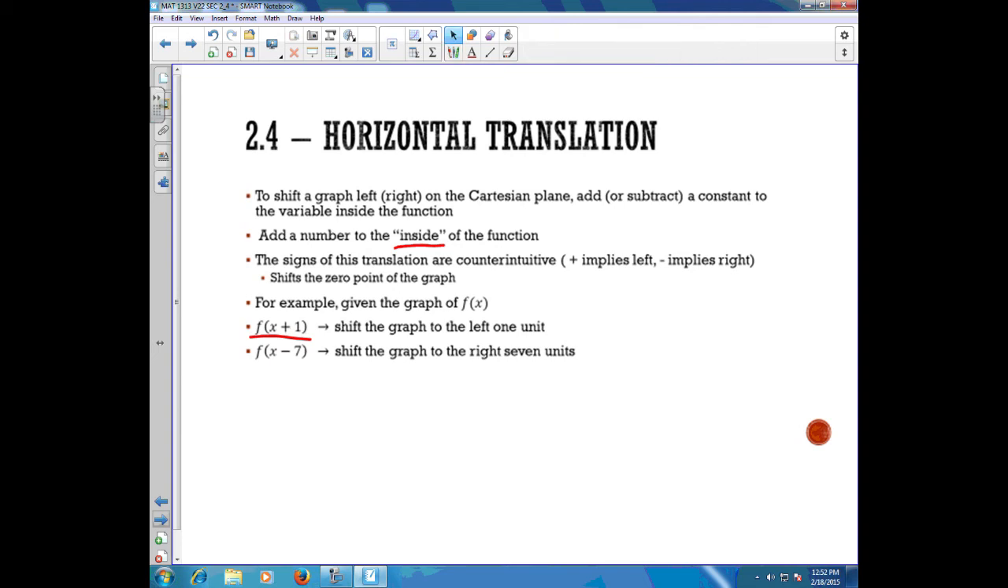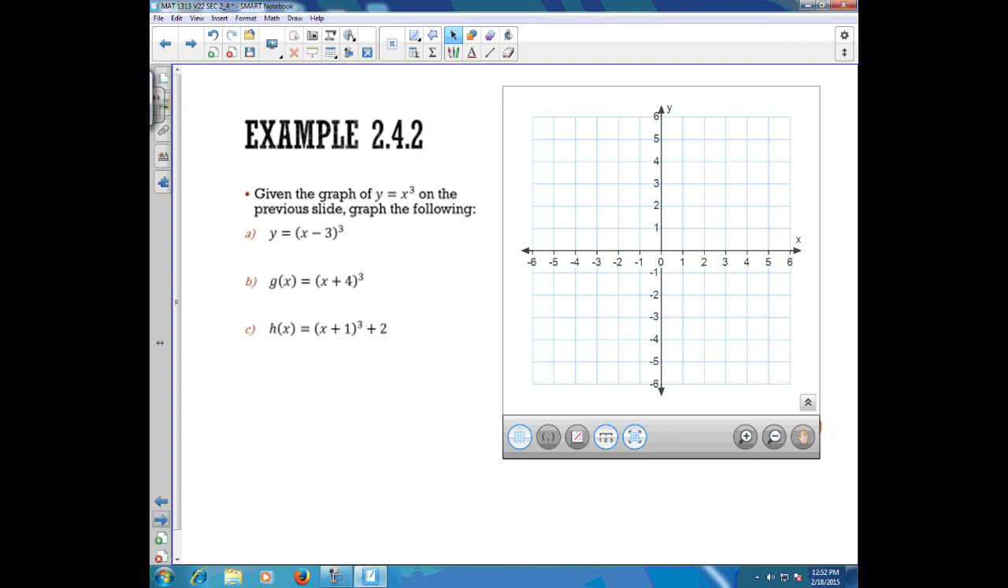So let's try an example. Given the graph of y equals x cubed, we want to graph the following. So we know y equals x cubed looks something like this. This is y equals x cubed. So that's our common graph that we're going to work with. First, we want to find (x minus 3) cubed.